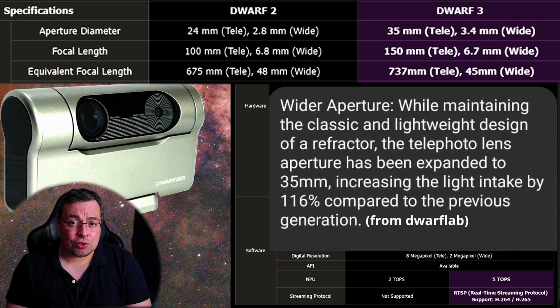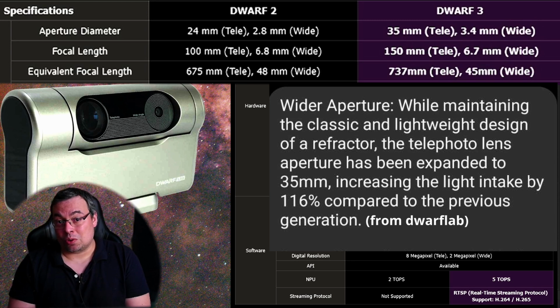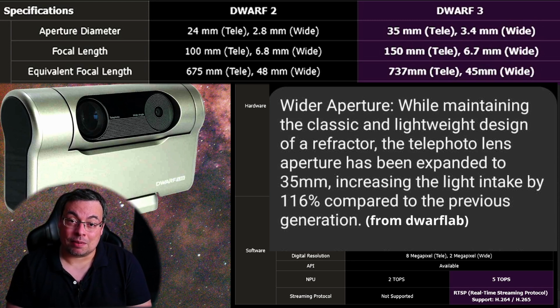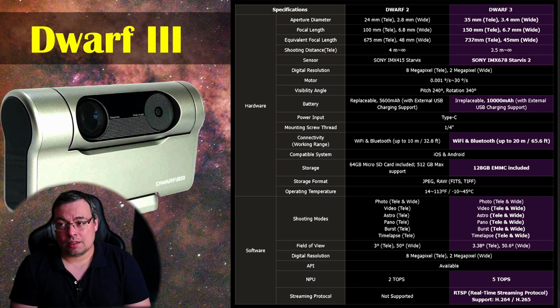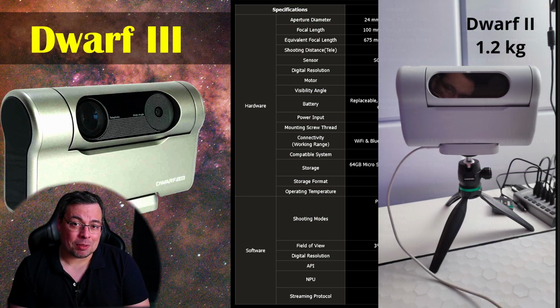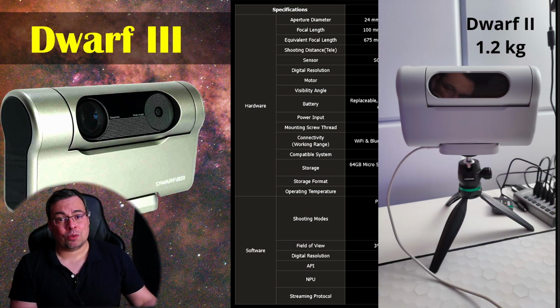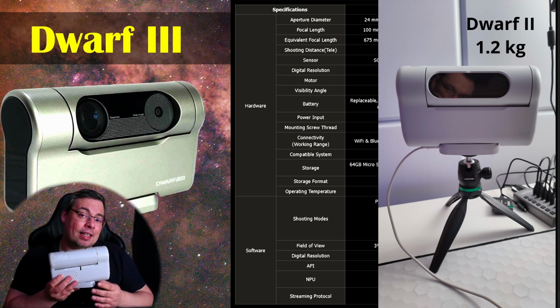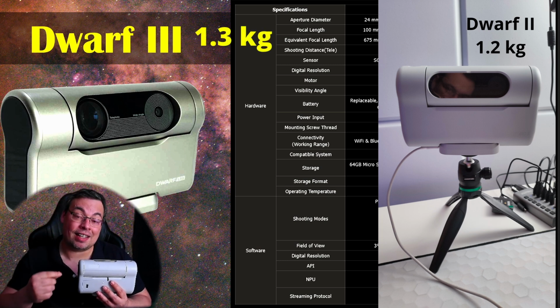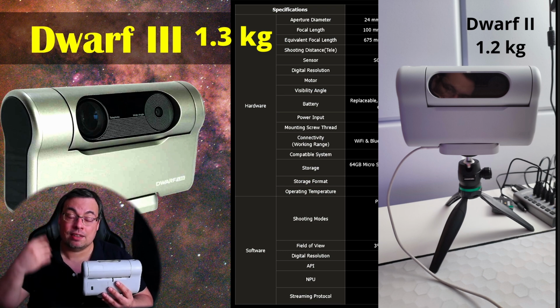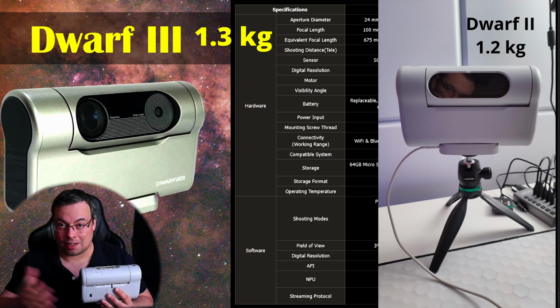Having a larger aperture will allow us to capture more light in the same time with the Dwarf III and also have better resolution. I believe Dwarflab didn't improve the aperture too much because it wanted to keep the size and weight similar to the Dwarf II. So the Dwarf II Smart Telescope has about 1.2 kilograms, and the new Dwarf III, I understand, has 1.3 kilograms, so only 100 grams extra.